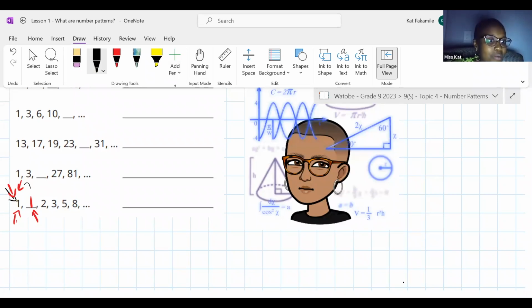So 1 + 1 will give you 2. 2 + 1 will give you 3. 3 + 2 will give you 5. Do you see, guys? 5 + 3 will give you 8. Therefore, the next term is what? 8 + 5, which is 13. And then the next one will be 13 + 8, which is 21.